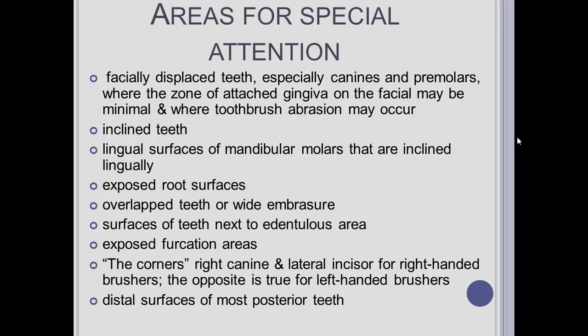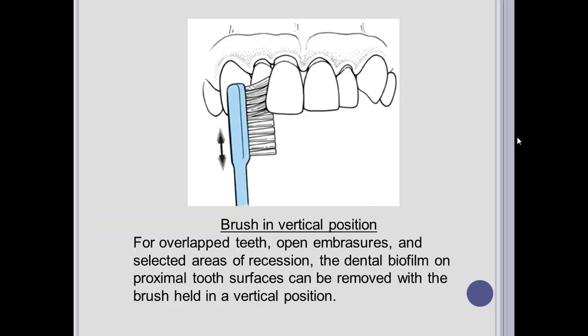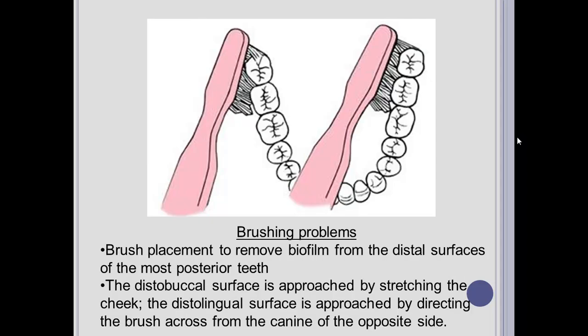And a lot of times people will miss the distals of the last tooth in the mouth. So sometimes you may recommend using the brush in a vertical approach for those teeth that are malposed and inclined. And then you want to make sure and show them how to angle the brush like this if they're missing the distal of the last tooth.